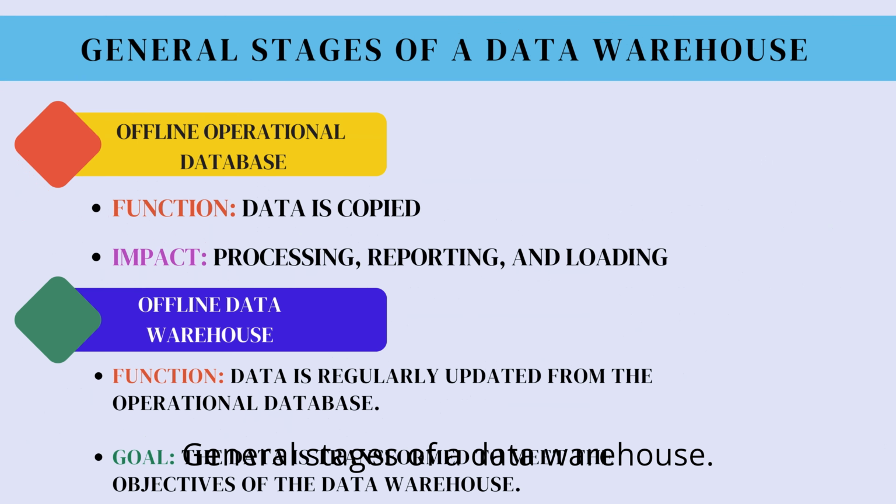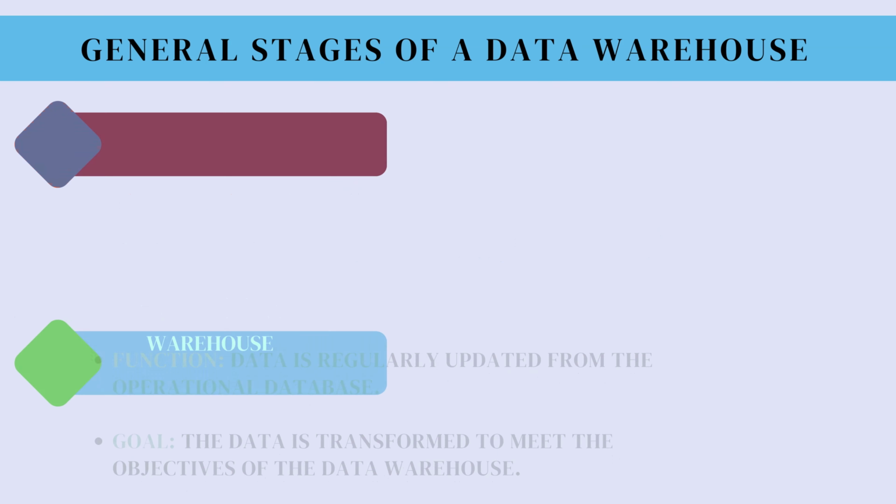General stages of a data warehouse. First is the offline operational database. Its function is to copy the data from operational systems to a server. Talking about impact, processing, reporting, and loading this copied data can affect the performance of operational systems. Next is the offline data warehouse. Data is regularly updated from the operational database. The data is transformed to meet the objectives of the data warehouse.